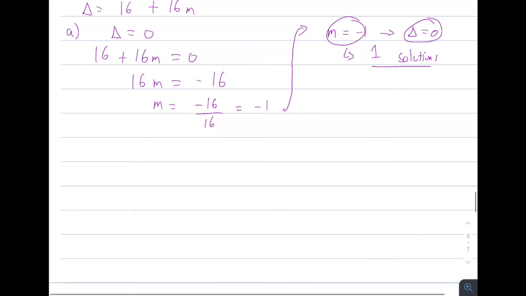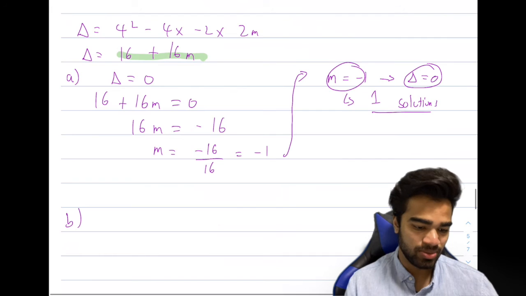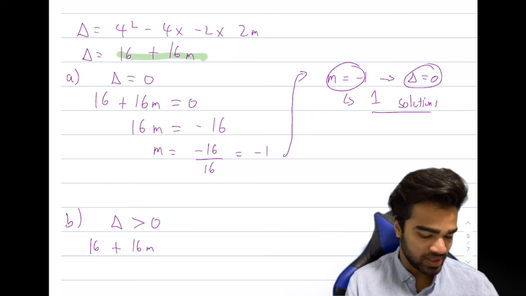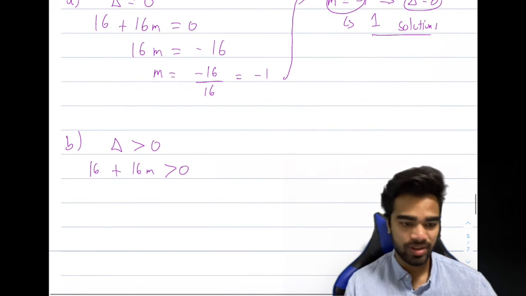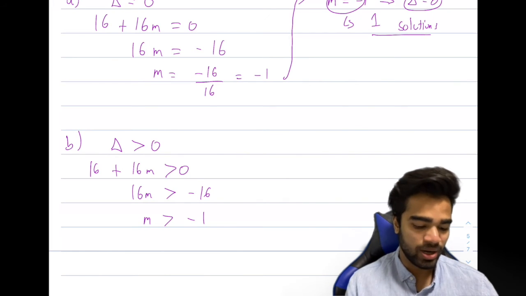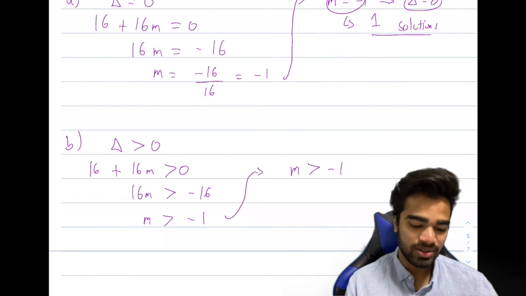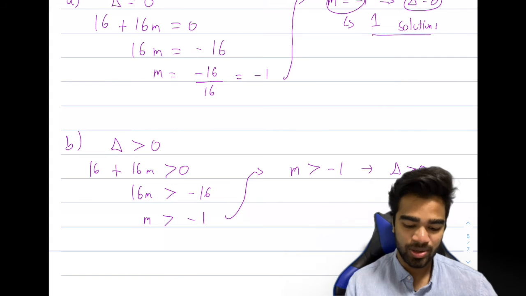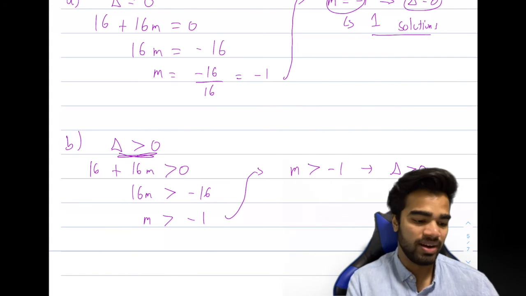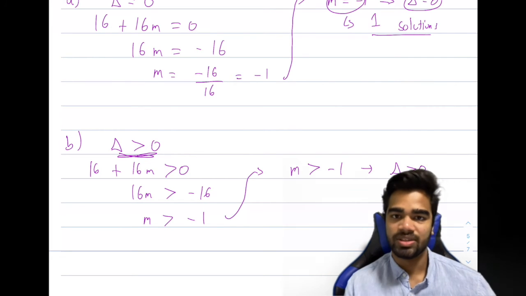Okay, next, two solutions. So same, we already got the discriminant, right? Discriminant, remember, is 16 plus 16m. So now it's saying for two solutions, discriminant, what's the rule? Discriminant has to be bigger than 0, right? In other words, 16 plus 16m has to be bigger than 0. That's all. So the same thing. It's bigger than -16. m is bigger than -1. So again, same logic here. If m is a greater value than -1, then your discriminant is going to be bigger than 0. Alright? If your discriminant is bigger than 0, you're going to have two solutions. That's the logic. Simple as that.